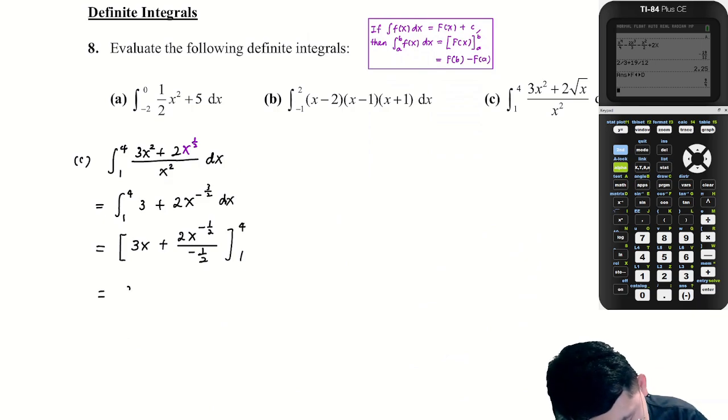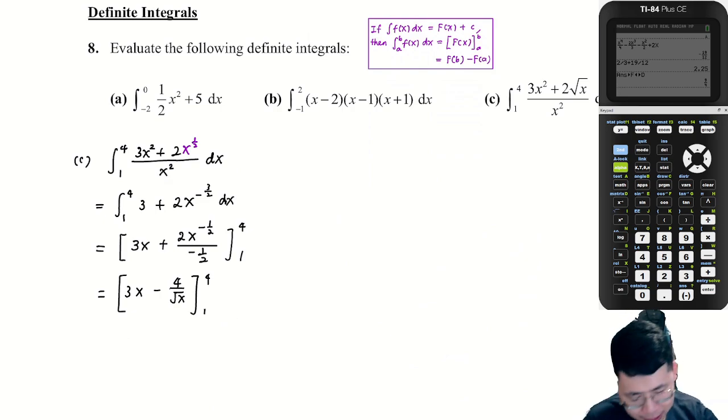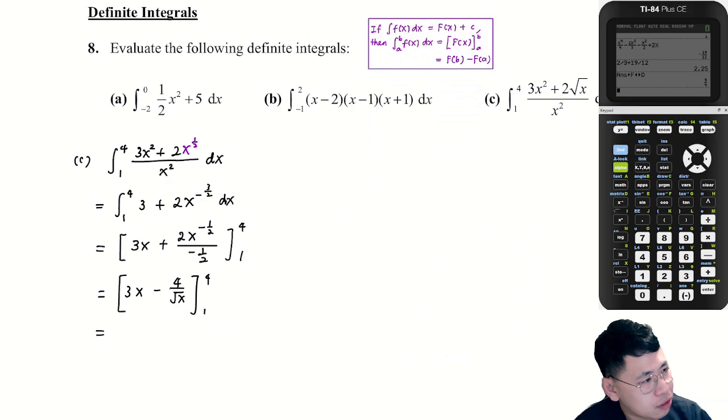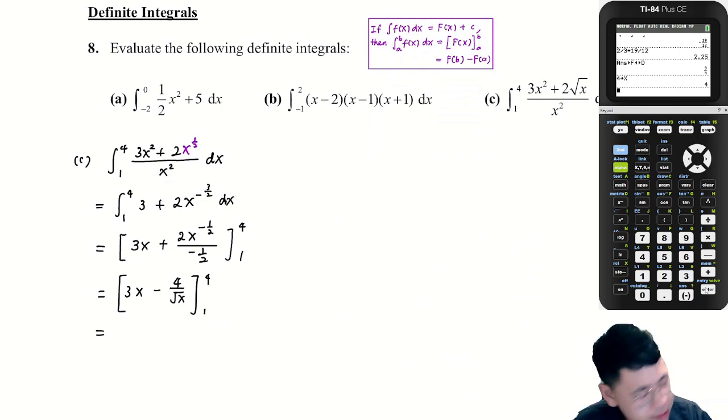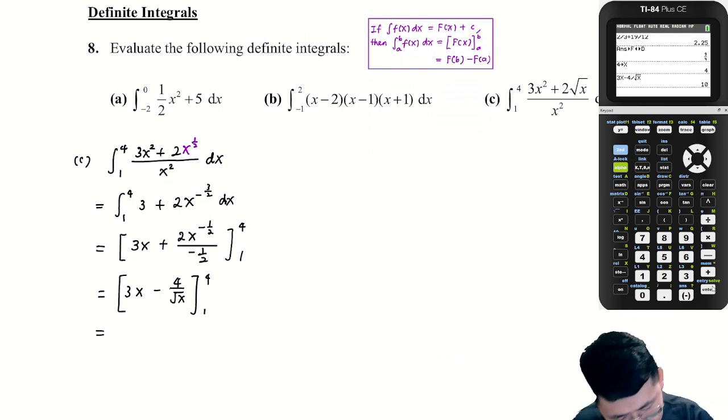Okay, what do we do next? We have 3x. Okay, now keep change flip, so minus 4. And then x power negative half is 4 over root x, like that. Okay, and 1 and 4. Making use of our calculator, first I will store the value of 4 into x. Next I will have 3x minus 4 divided by the square root of x. So the first value is 10.